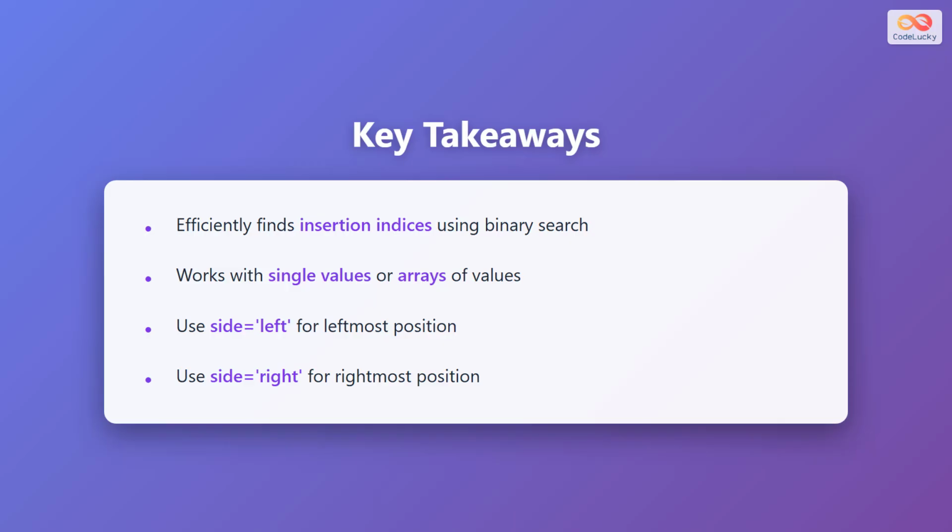Let's summarize the key points. The searchsorted function efficiently finds insertion indices using binary search, making it very fast even for large arrays. It works with both single values and arrays of values. Use side equals left to get the leftmost insertion position, which is the default behavior. Use side equals right to get the rightmost insertion position when dealing with duplicate values.